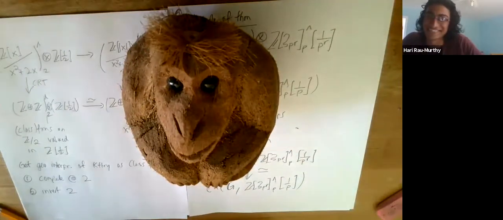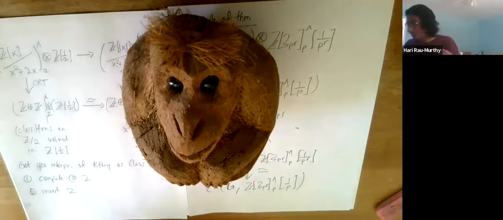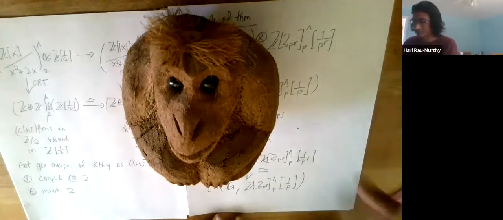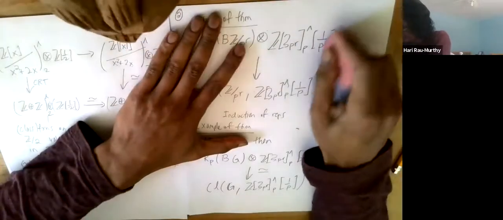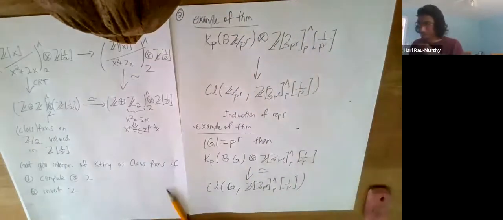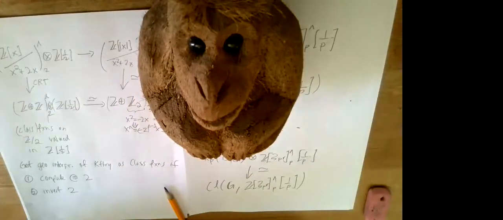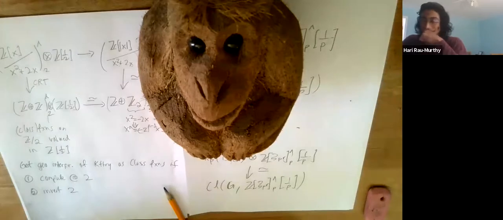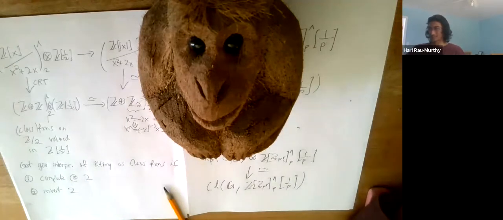Any questions? Should that be 1 over p to the r at the end? Yeah, inverting 1 over p to the r is the same thing as inverting 1 over p. Let me just be consistent and invert 1 over p each time. So this is character theory for K theory.